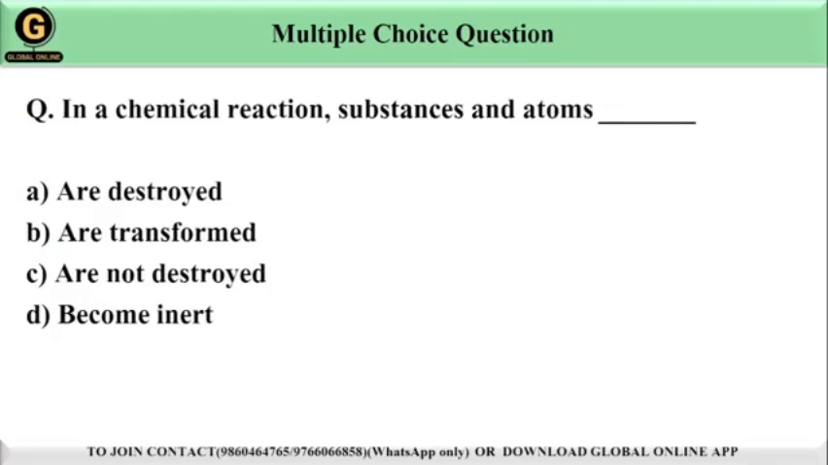Next question is, in a chemical reaction, substances and atoms dash dash, we have options here. A, are destroyed. B, are transformed. C, are not destroyed. Option D, become inert. Correct answer is option B, are transformed, because in a chemical reaction, substances undergo a transformation where the atoms are rearranged to form new compounds. The atoms themselves are not destroyed but are simply reorganized. So the correct answer will be B.